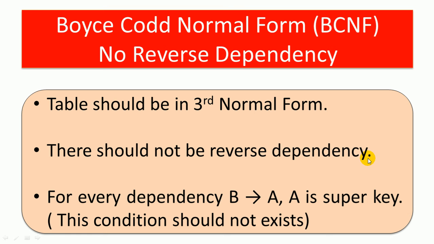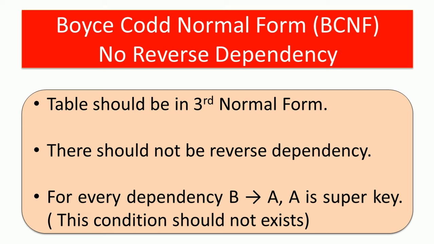Boyce-Codd normal form: no reverse dependency. Right. For a table to be called as following Boyce-Codd normal form, it has to satisfy two conditions. The first one is the table should be already in third normal form. So only then it can be checked for Boyce-Codd normal form.